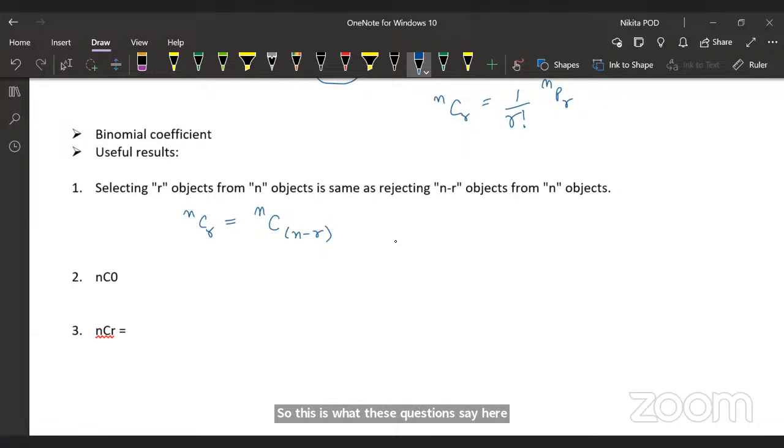And again, n choose 0 is going to be 1, and n choose n is also going to be 1. Many times you may come across questions where you'll have to do n choose 0, n choose n. So it's good to know that it just comes out to be 1.